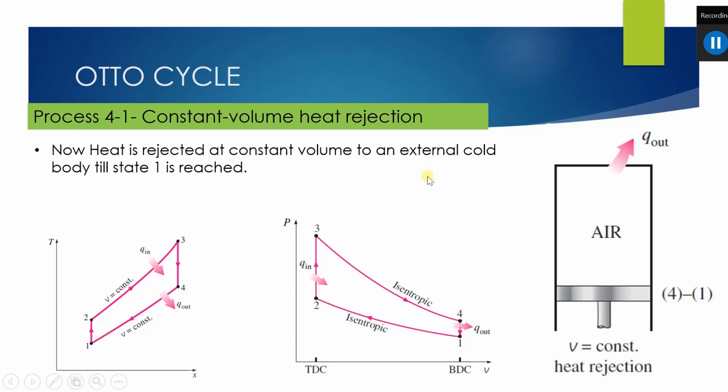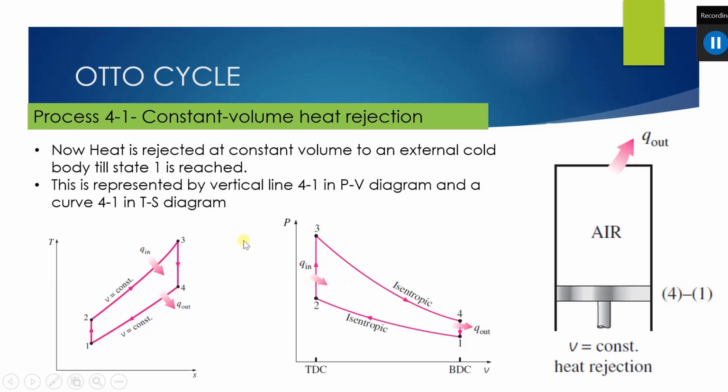Here, heat inside the air is rejected to the outside at constant volume, where the volume of the system remains constant, which is represented by the vertical line 4 to 1 in the PV diagram. Here, heat is rejected from the system to the surroundings, and it is termed as Q out.